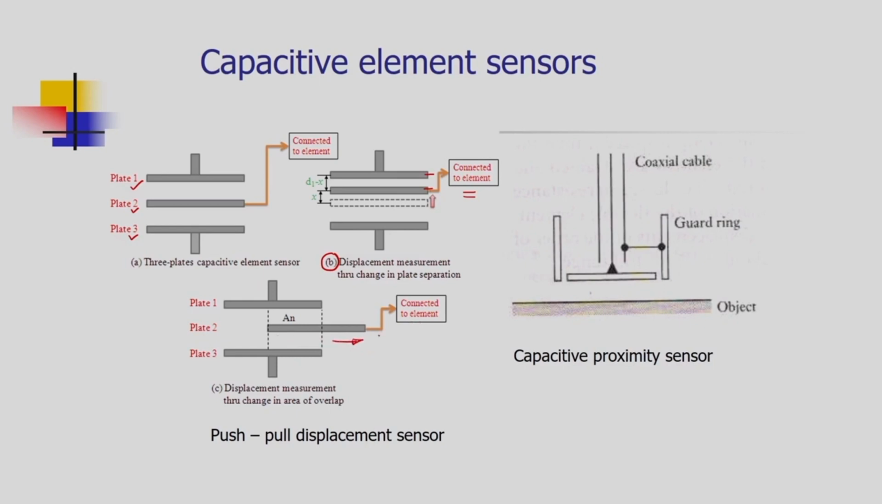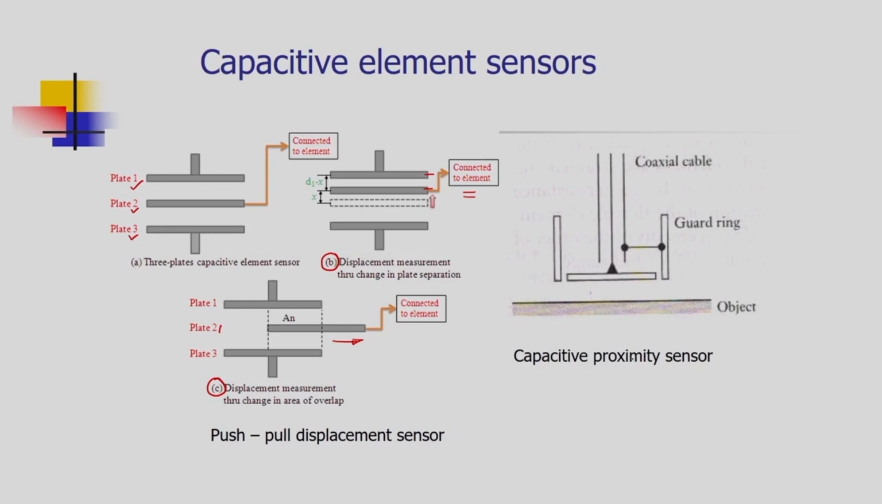When the plate is moving in a lateral way, you can see the area of overlap is getting changed. In this case, the complete area of plate 2 is being overlapped by plate 1 and plate 3. However, in this figure you can see only half the area is overlapped with plate 1 and plate 3. So, naturally there is a decrease in capacitance. The decrease in capacitance can directly be calibrated to the displacement.